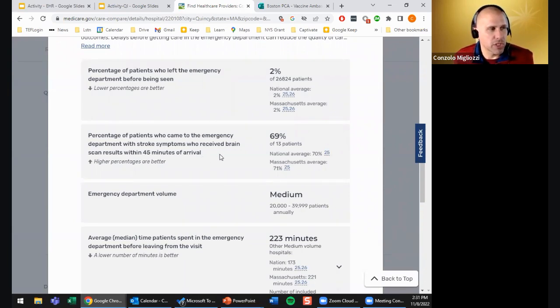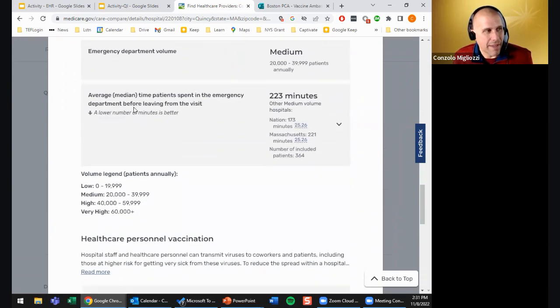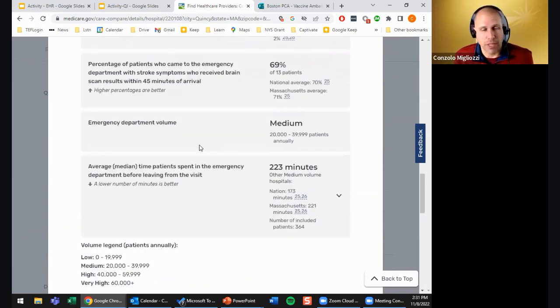Percentage who came to the emergency with stroke symptoms who received a brain scan within 45 minutes, 69%. And then it tells you the national average is 70, Massachusetts average 71. So it's right about the same, right? Their volume is medium. Average time patients spent in the emergency department before leaving from the visit, 223 minutes. That sounds like a lot, but then you look at the average for Massachusetts and it's 221. They're right on the mark. In the nation, it's lower, 173. So it's right around what it might be at other hospitals. And you could compare this with other places, other hospitals.